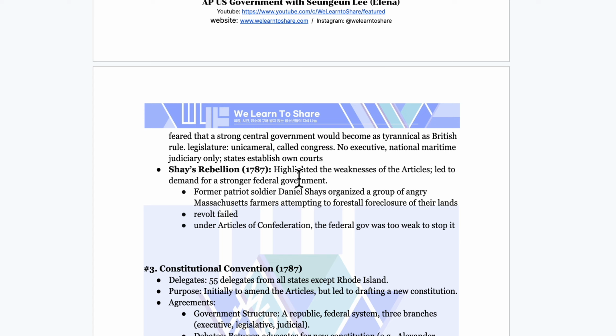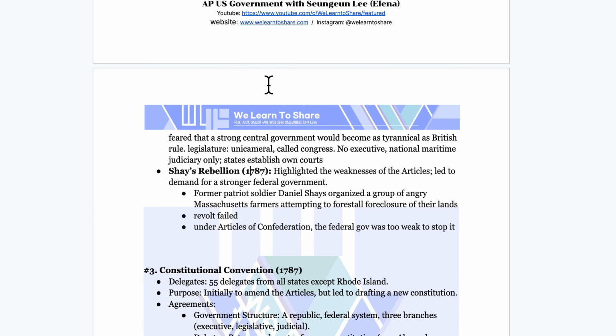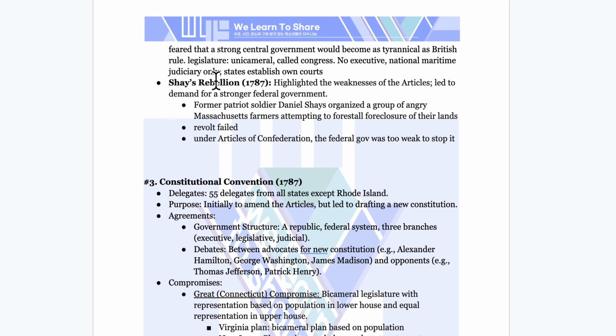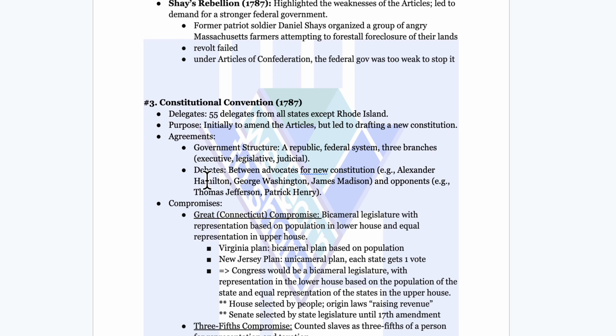However, its weaknesses were highlighted by events like Shays' Rebellion. This is very important because it showed that the government under the Articles of Confederation was so weak. Shays' Rebellion was led by former Patriot soldier Daniel Shays, who organized a group of angry Massachusetts farmers attempting to forestall foreclosure of their lands, but the revolt failed. This showed that the government under the Articles was too weak to stop it. Hence, this led to a voice within the United States that called for change in the constitution that would make the federal government stronger.